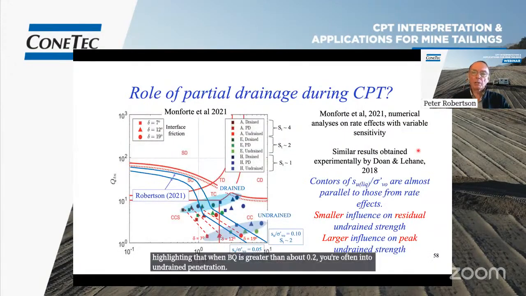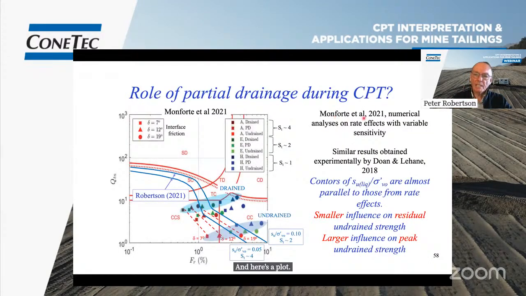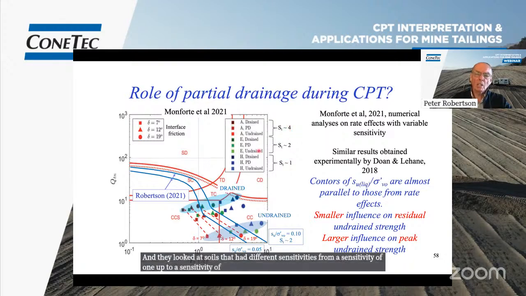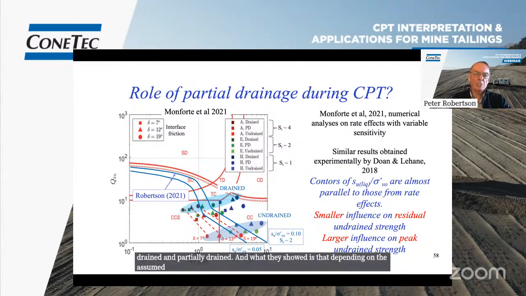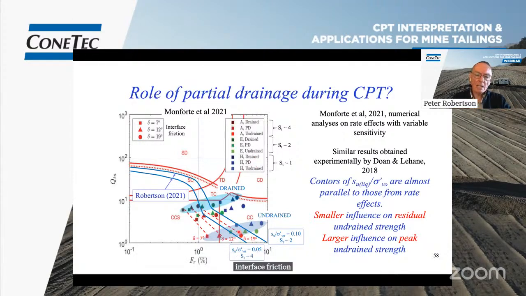And here's a plot. Monforte et al., the group out of Barcelona, did some numerical analysis on CPT, and they were looking at rate effects and sensitivity. And they looked at soils that had different sensitivities, from a sensitivity of 1 up to a sensitivity of 4. And they looked at undrained, drained, and partially drained. And what they showed is that depending on the assumed interface friction, the data tended to move diagonally up. And I've added the contours of the liquefied undrained strength ratio using my empirical method.